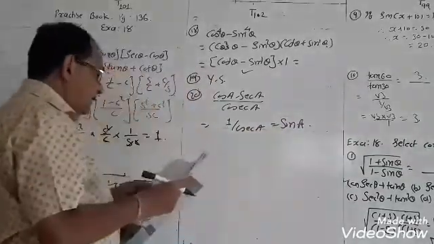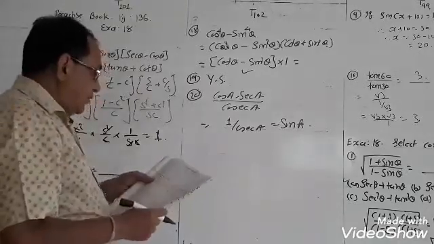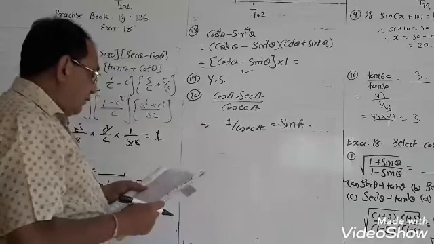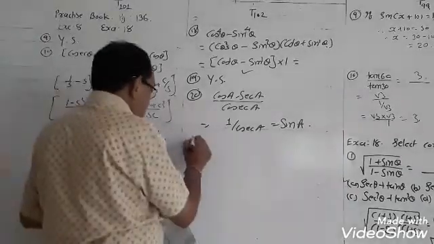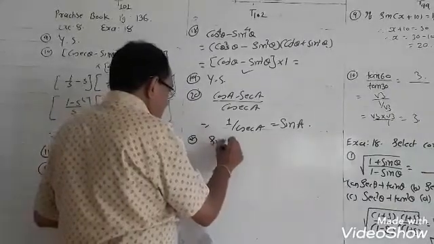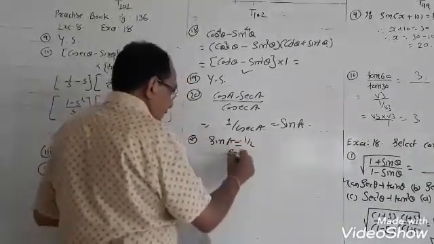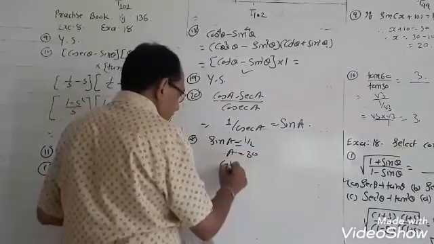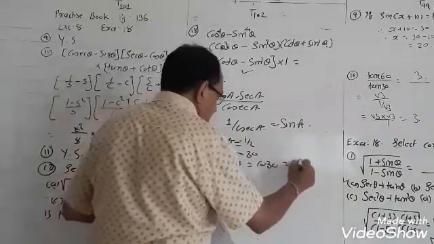Answer the following questions in a number, word, or a sentence. If sin a is equal to 1 upon 2, find the value of cot a. So sin a is equal to 1 upon 2. Therefore a is equal to 30. Therefore cot 30 is equal to √3.